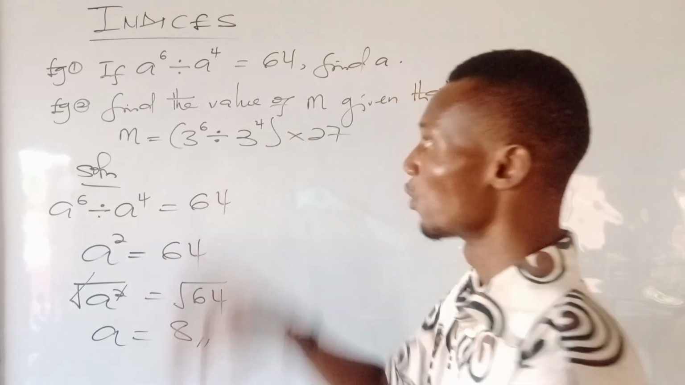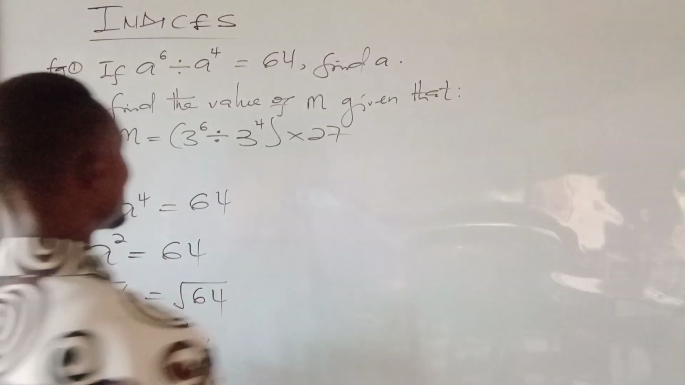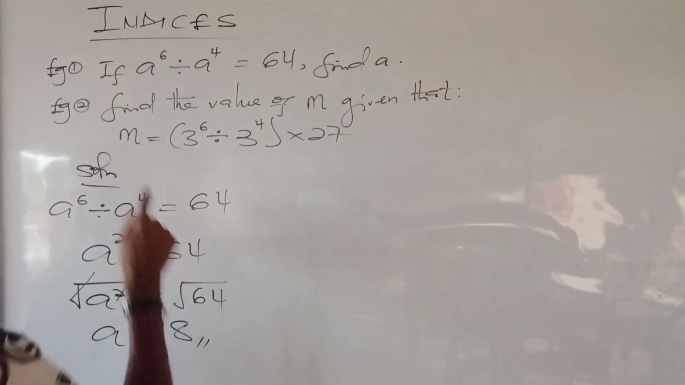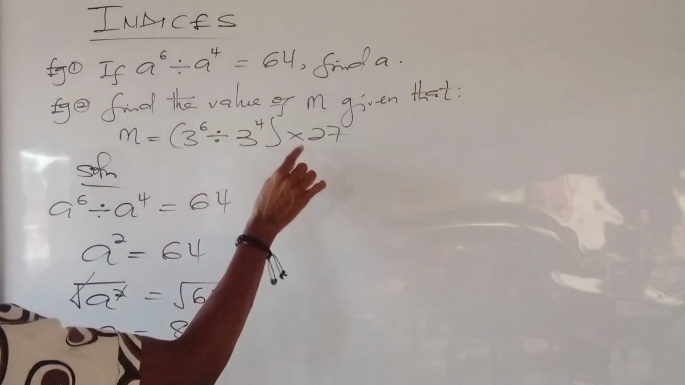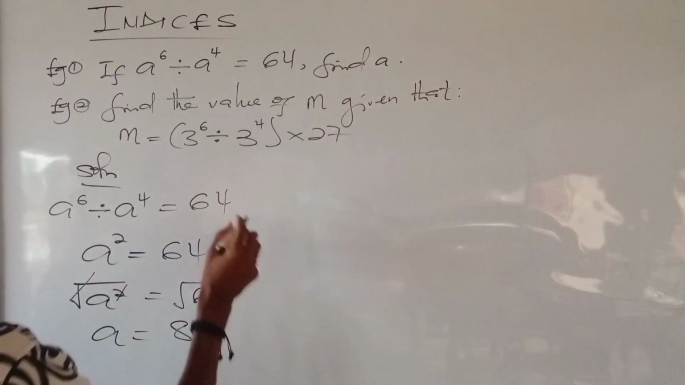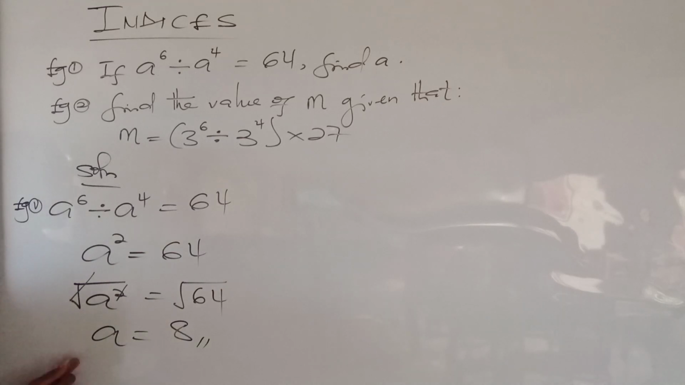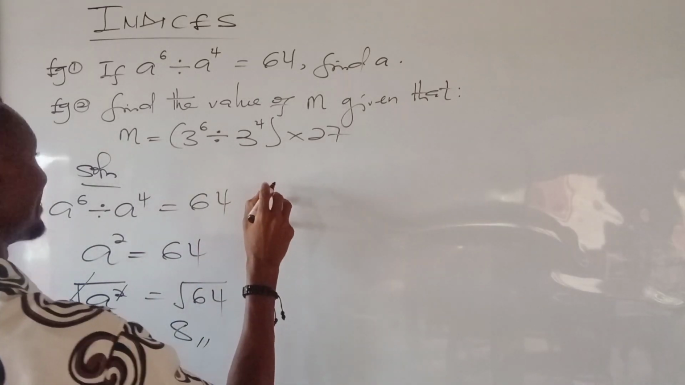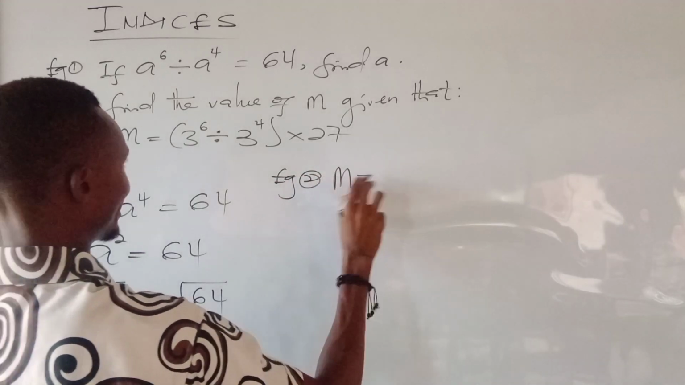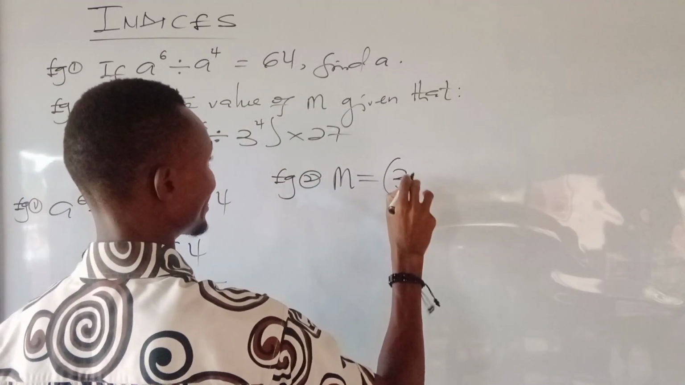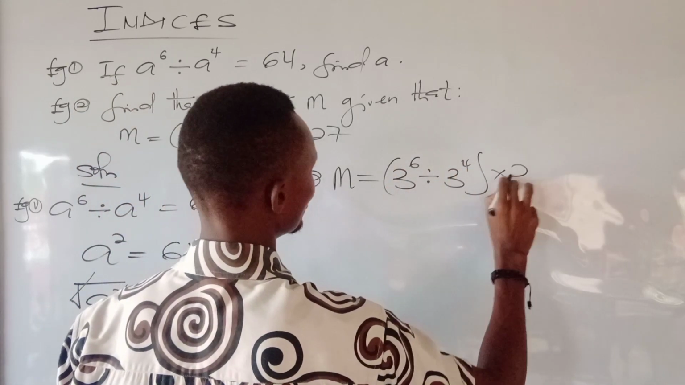So now let's go ahead and tackle example 2. Example 2 says find the value of m given that m equals, in brackets, 3 to the power 6 divided by 3 to the power 4, times 27. Let me write my example 1 here, which we have done. So let's go to example 2. I have m equals, in brackets, 3 to the power 6 divided by 3 to the power 4 and then times 27.